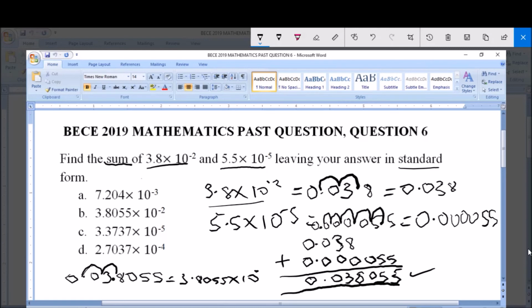If we were to move the point to the left, the 10 would carry a positive power. But because we are moving this decimal point to the right, the power will be a negative power. And how many times do we move it to the right? Twice. That is 1, 2. So we have 3.8055 times 10 raised to the power of minus 2. Now let's check our options. Where do we have this figure? We have it on option B. Option B says 3.8055 times 10 raised to the power of minus 2. So B is our answer.